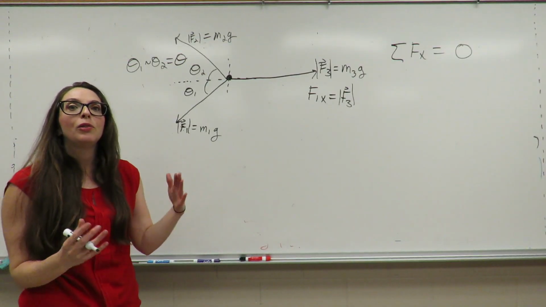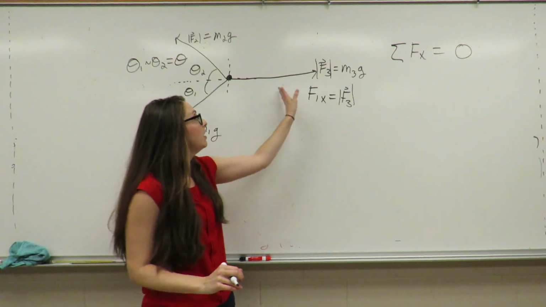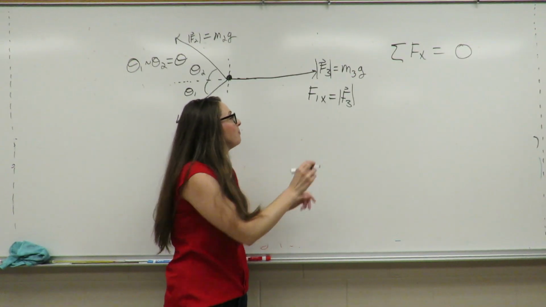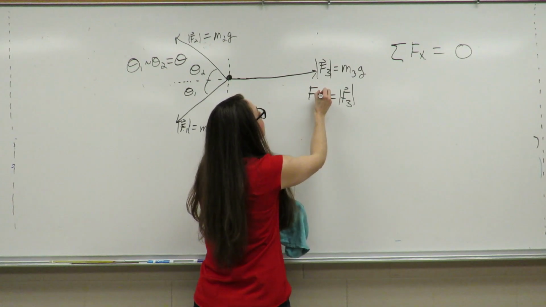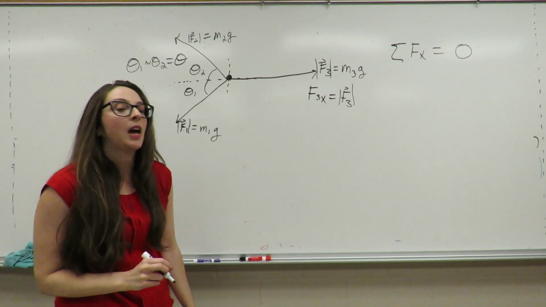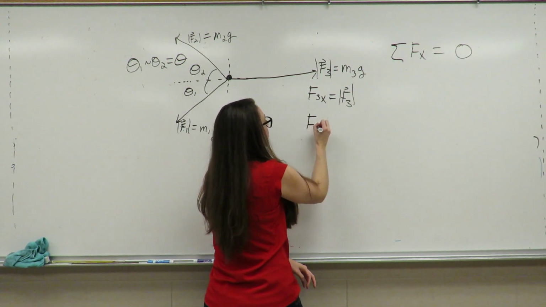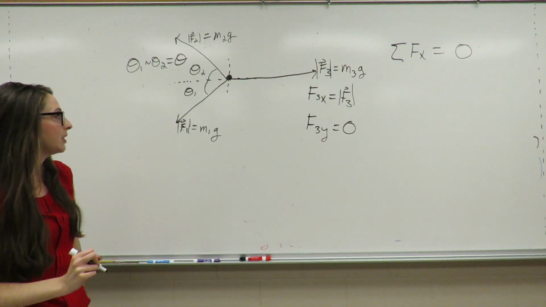Okay, that's it, the full magnitude of F3, no sines or cosines here. So in this case, F1, or sorry, you need to call that F3. F3x here is actually the mass times the gravity. And there is no y component here because it's lying all along the positive x-axis.